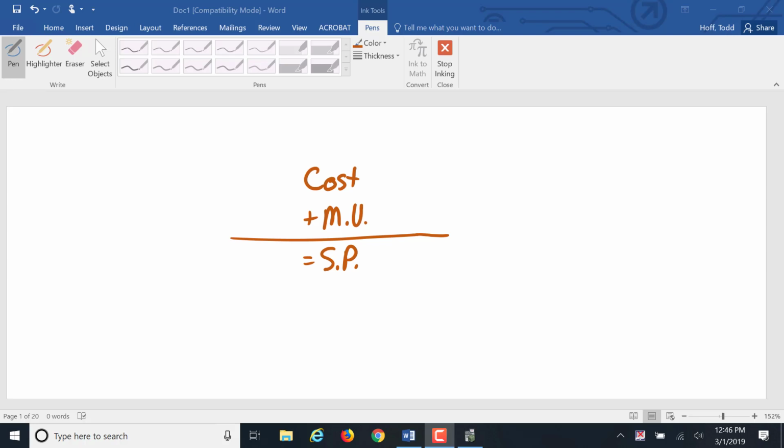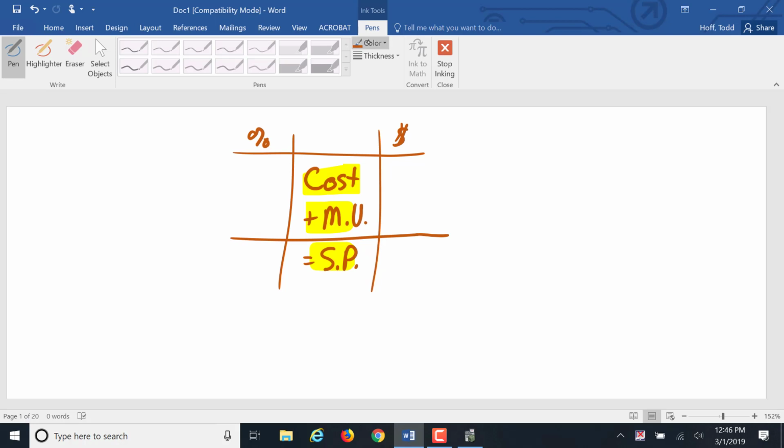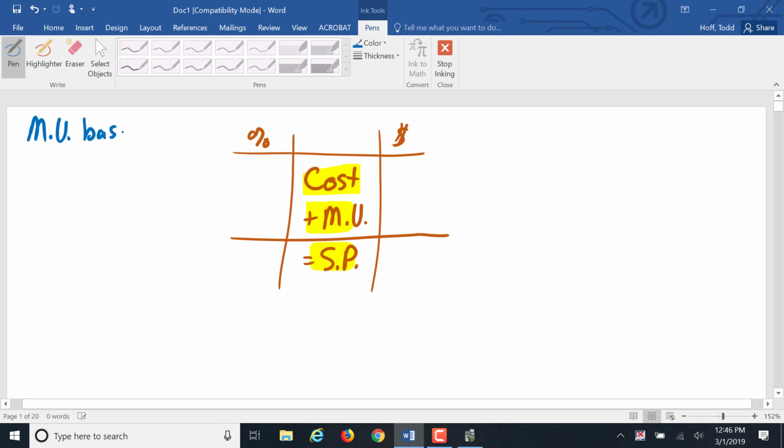So in our last video, we explored this relationship, this formula here, cost plus markup equals the selling price. And we set it up in a little table where we described each of those amounts with a percent and a dollar amount. In our last video, we were talking about markup based on cost. And in that case, what that meant was the 100% always went with the cost.